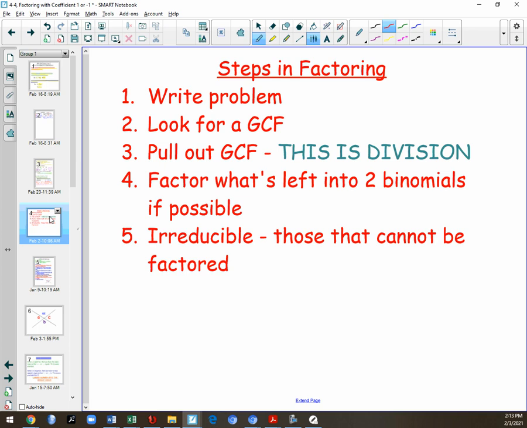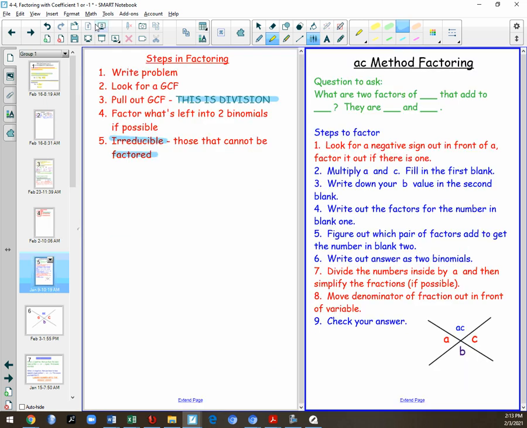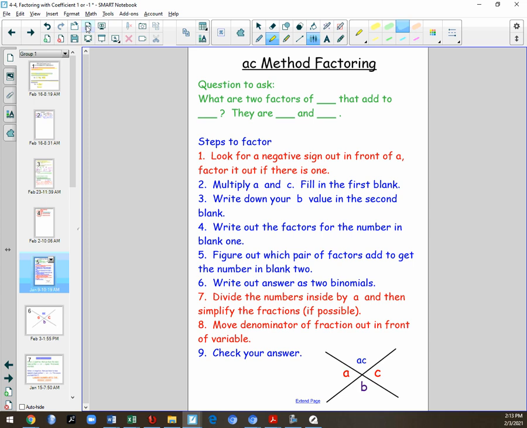Now, steps in factoring. Step 1, write the problem, look for a GCF, pull out the GCF, and this is done by division. Then factor what's left into two binomials, and if you can't, then you're going to write the word irreducible because you cannot factor any further. Okay? Now, we are going to use the AC method the entire time that we are actually factoring. The AC method is basically easier said than done. It's easier to do it rather than it is to explain it, honestly. So I'm going to erase this.